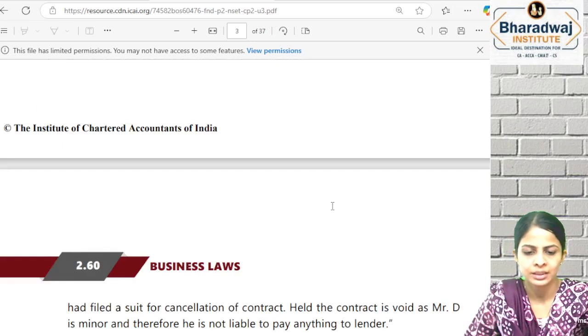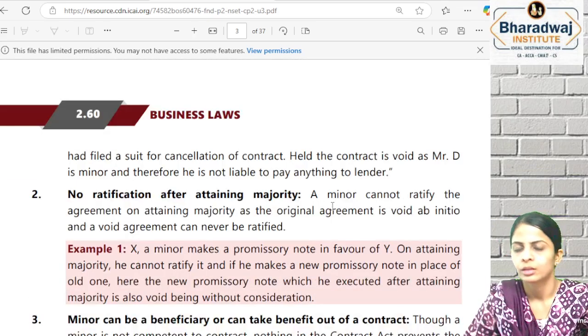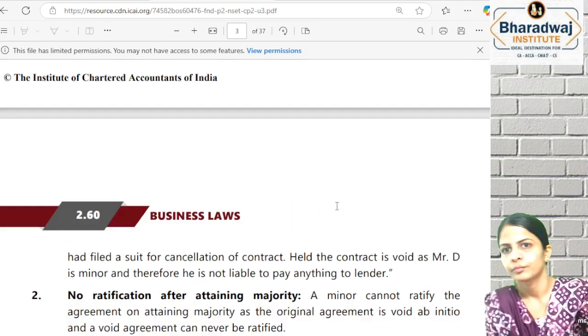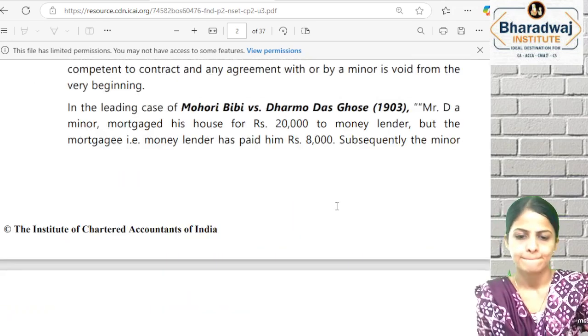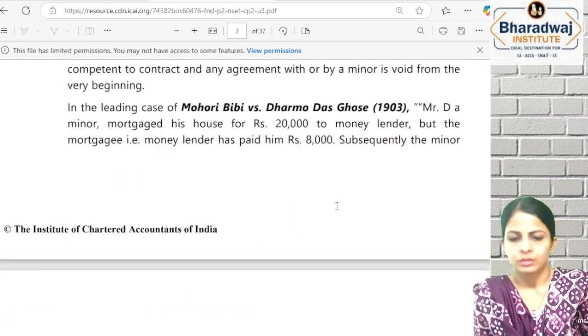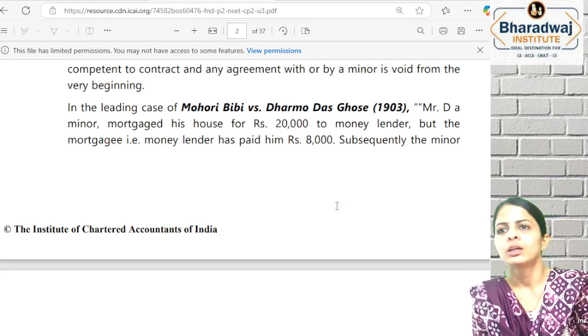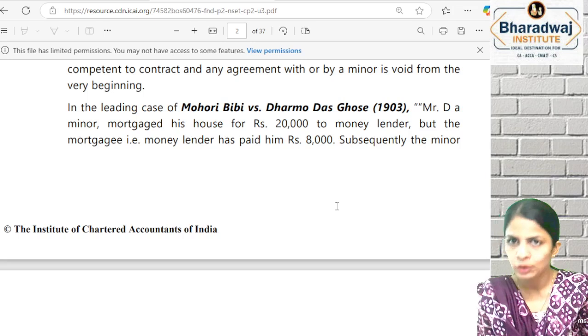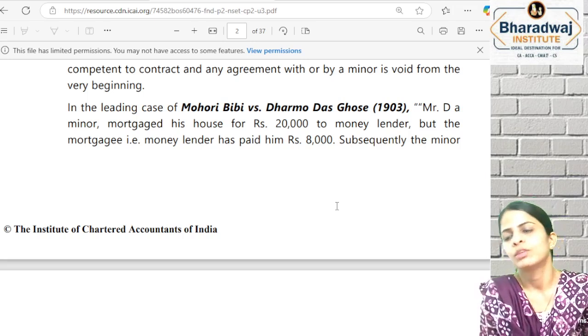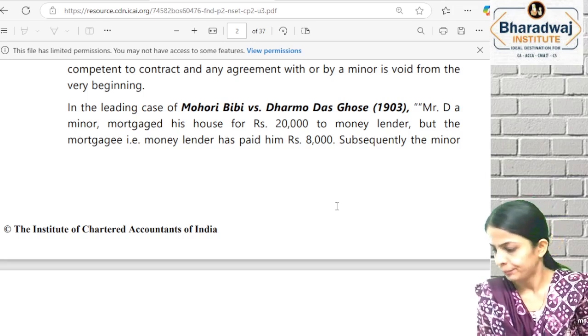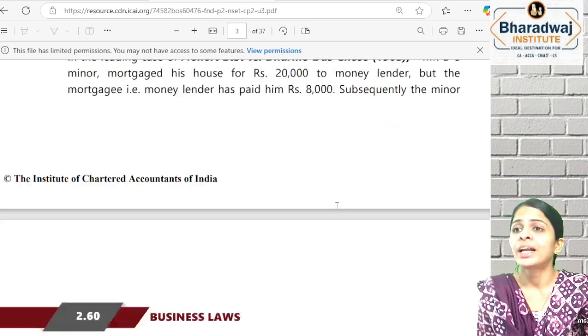What happened in this case law? Loan. A minor took a loan. Is he liable to repay? No. He will not be liable to repay. Second one, no ratification.